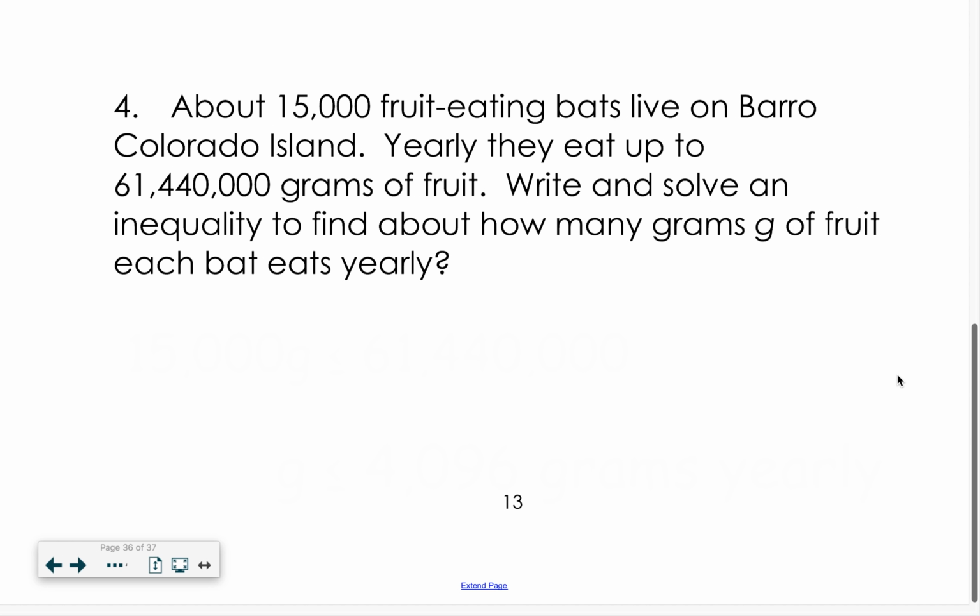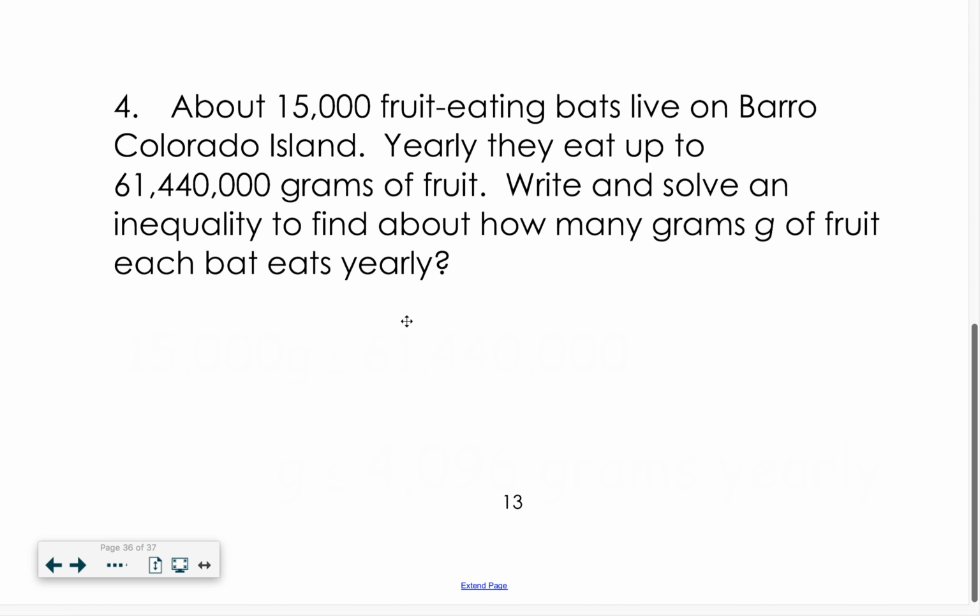Last one we're going to do here today, it's this word problem. It says about 15,000 fruit-eating bats live in Barrow, Colorado Island. Yearly they eat up to. So they're not eating more, but they could eat less. So they eat up to 61,440,000 grams of fruit. Write and solve an inequality to find out about how many grams G of fruit each bat eats yearly.